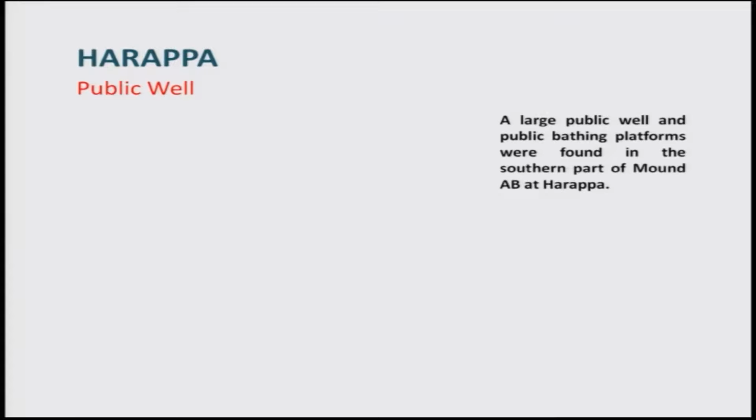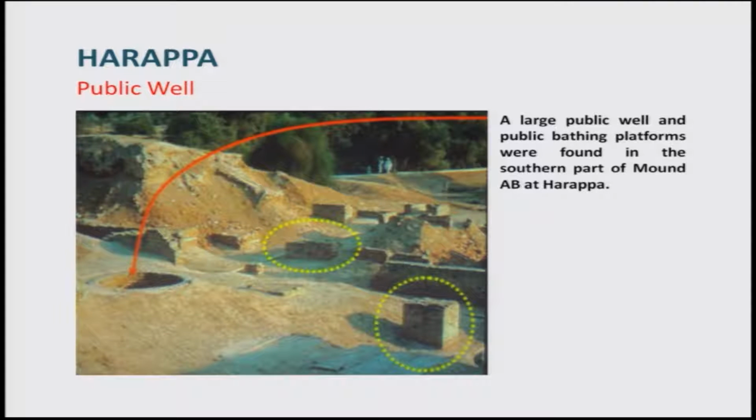Let us now discuss other aspects, like wells. In the last lecture we discussed private wells, and there are also instances of public wells which are large in size, and they also have platforms, which were found in mound AB at Harappa. If you remember mound AB I had shown you, and from this figure you can see that this is a well, which is of course, the scale is not given, but it is quite large.